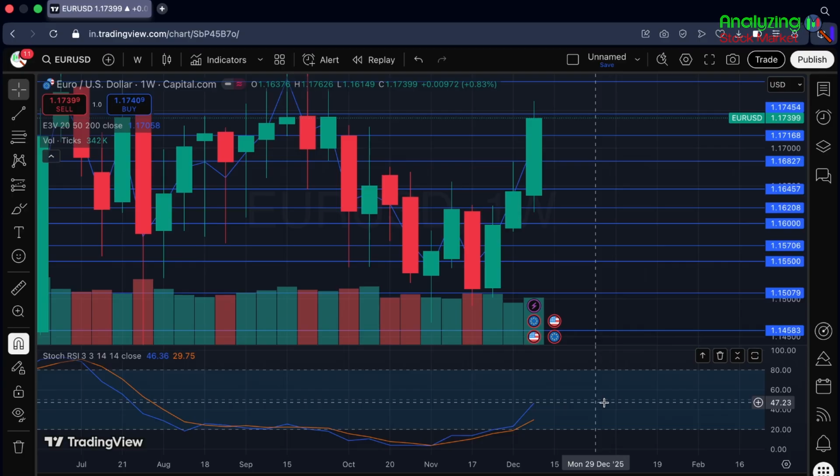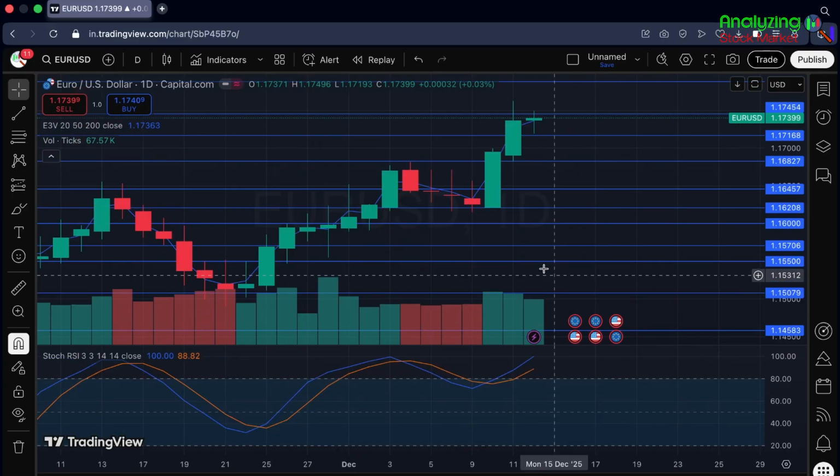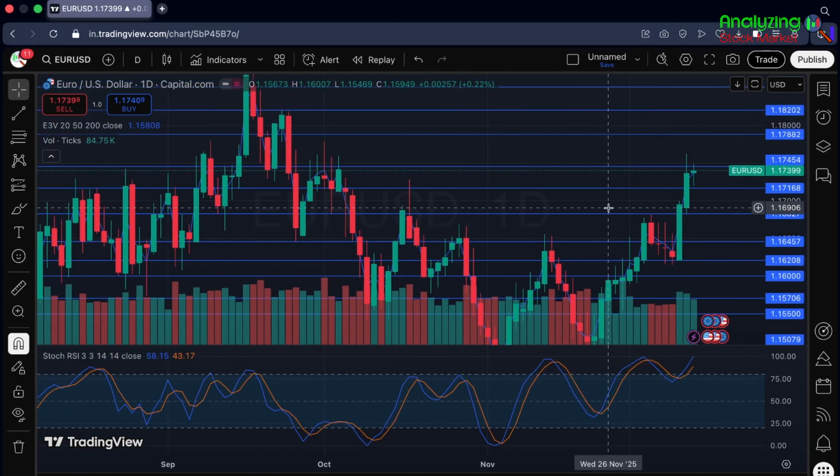So now let's mark some important support zones and resistance zones on a 1-day chart. So here, this is a 1-day chart. Currently, I have already marked some important support zones and resistance zones.